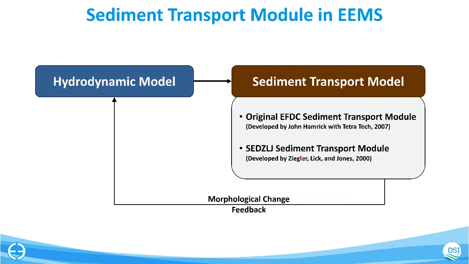However, in the SEDZLJ sediment transport module, the modeler can specify horizontally and vertically varied erosion rates of the sediment bed. To assign that spatially varying erosion rate, the modeler needs to have measured erosion rate values from the field. But such an erosion rate measurement technique is only used in the US and for some specific projects. We're going to cover the original EFDC module today.